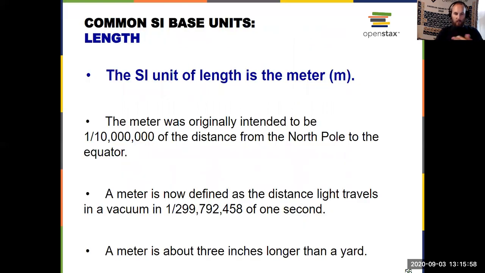Okay, so let's talk briefly about what each one of those base units means and where they came from. The SI base unit of length is the meter. It originally came about as 1/10,000,000th of the distance from the North Pole to the equator. You can imagine that's now not exact. So our new definition is the distance light travels in a vacuum in that amount of time. That gives us a standard throughout the universe for light.